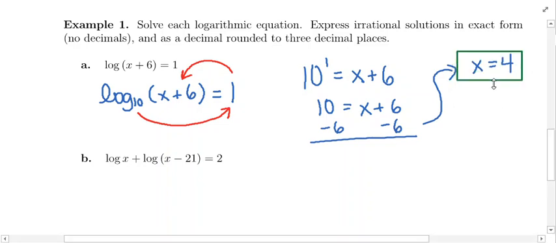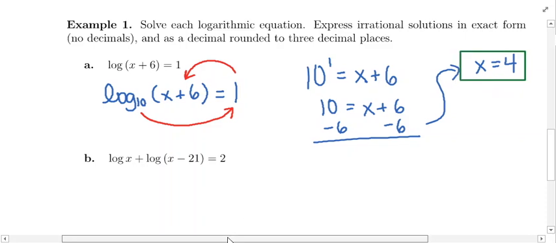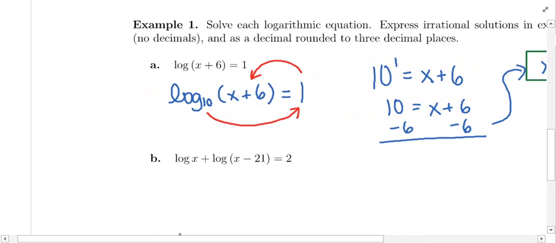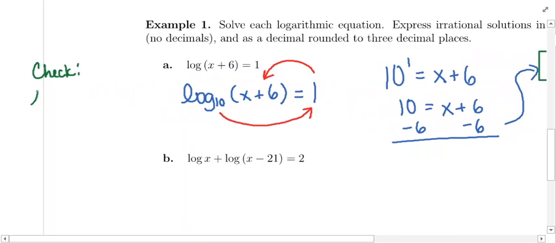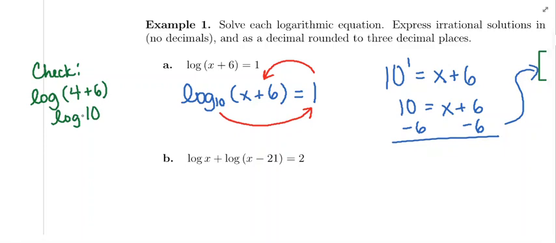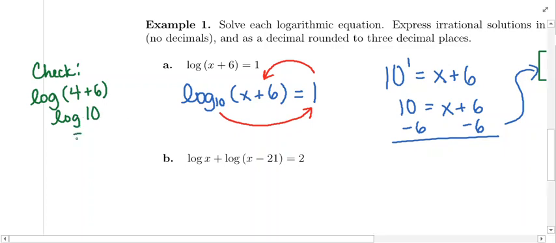We do need to check ourselves, just to make sure that we don't end up taking the logarithm of a negative number or of 0. So I'm going to do a quick check over here. I'm going to plug in 4 for x in the original equation. I'm not really checking the answer to make sure I get a true statement. I'm checking that if I do log of 4 plus 6, I get the log of 10, and that's enough to check. I'm taking the logarithm of a positive number, so I'm going to be okay. You could go further and make sure that this is a true statement. The log of 10 is 1, which is the right side, so we do get a true statement. So 4 is the solution here.